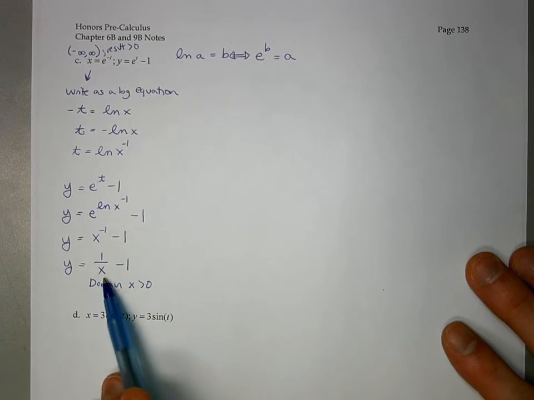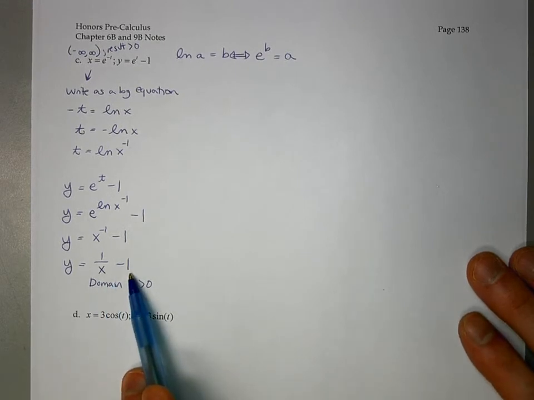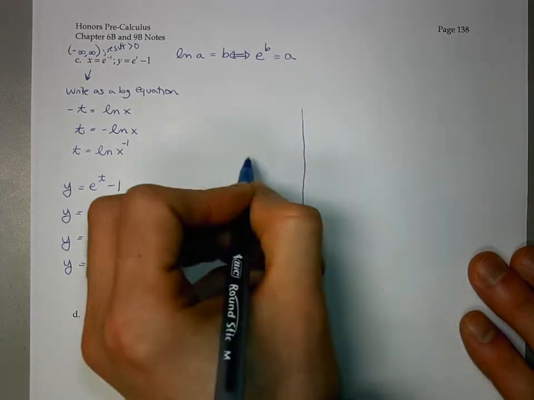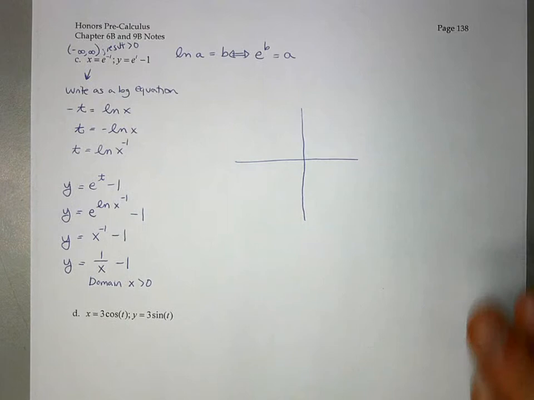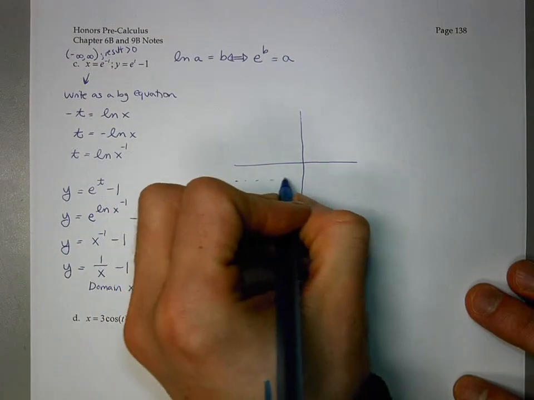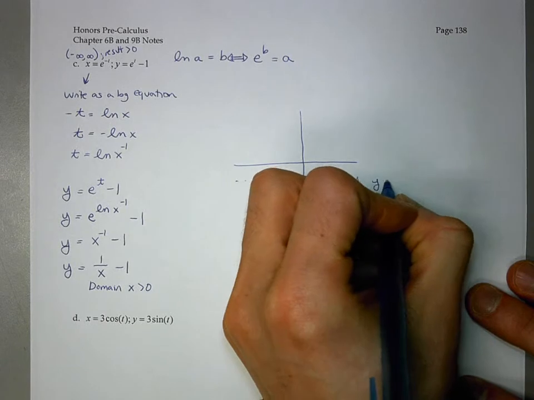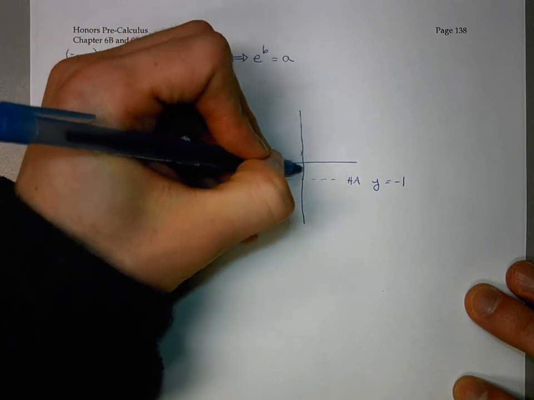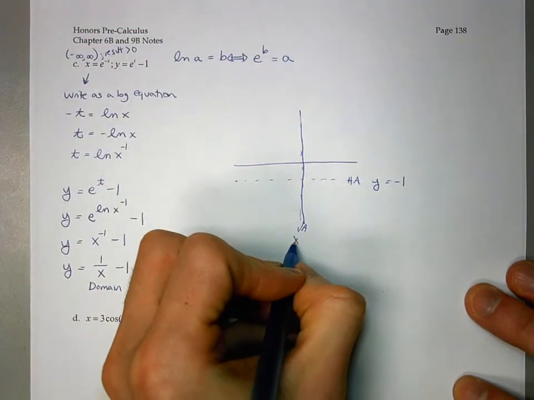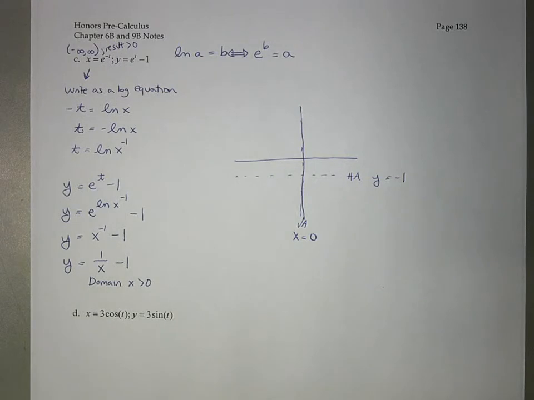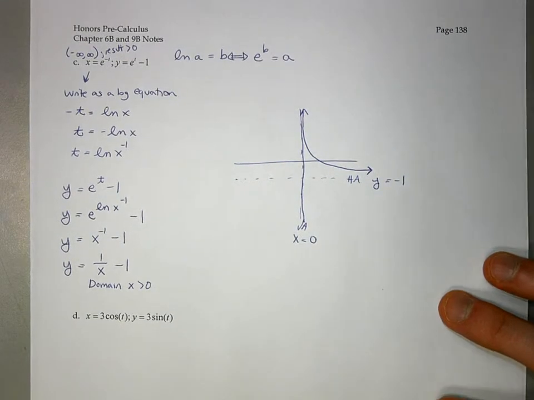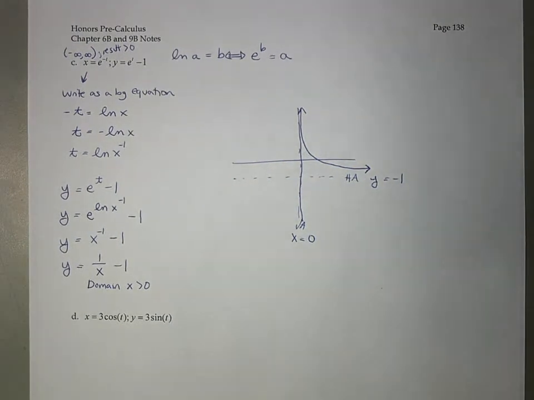So if I look at 1 over x minus 1, if I were to graph that, I would have a rational function with two curves, one in the third quadrant, one in the first quadrant. But since the domain has to be greater than 0, my graph is going to only be in the first quadrant. I'll have that horizontal asymptote at y equals negative 1. That's that vertical shift 1 down. I'm going to have a vertical asymptote at x equals 0, since that's my undefined point. And my graph will curve down something like that.